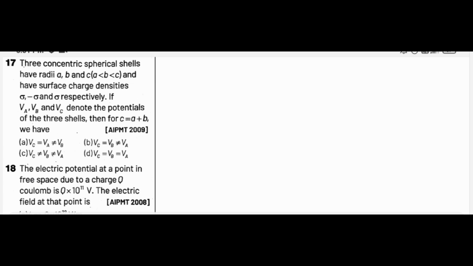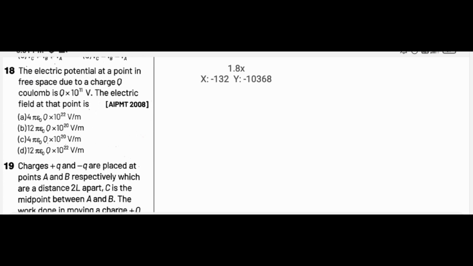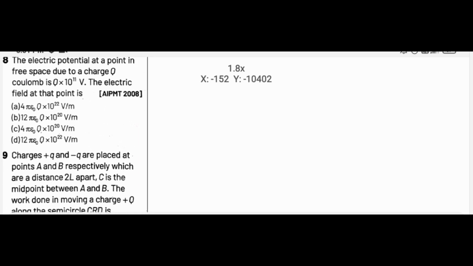Here, the 18th question, moving on to the 18th question. The electric potential at a point in free space due to a charge q coulomb is given by q into 10 power 11 V. The electric field at that point is? They have given the electric potential in terms of q, and they are asking for the electric field.